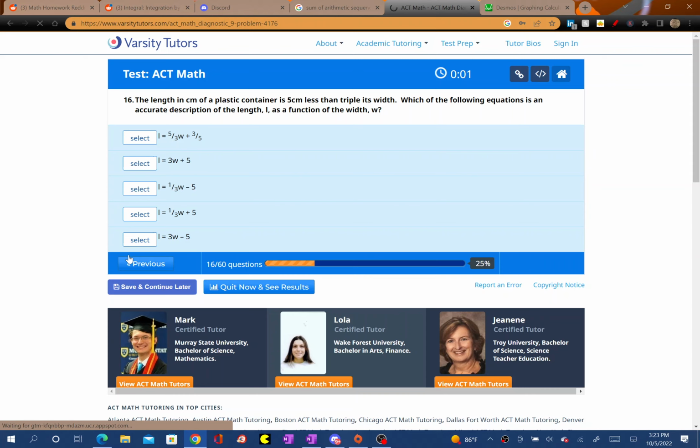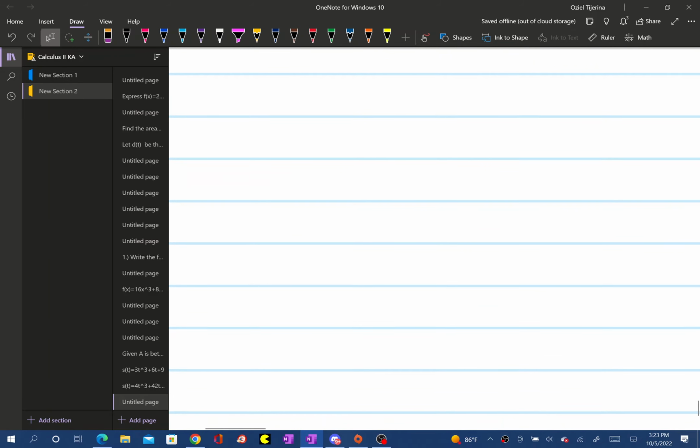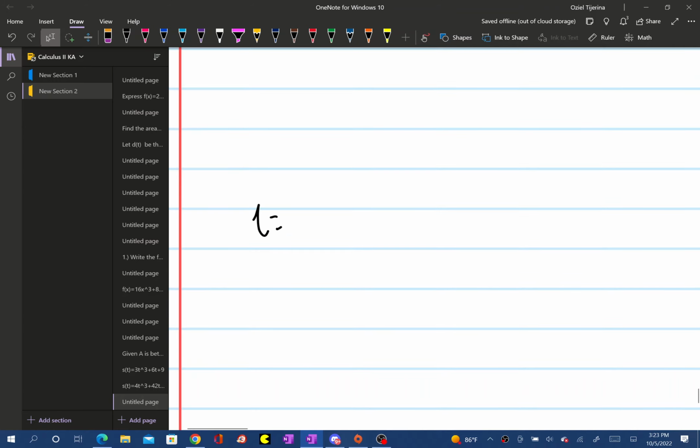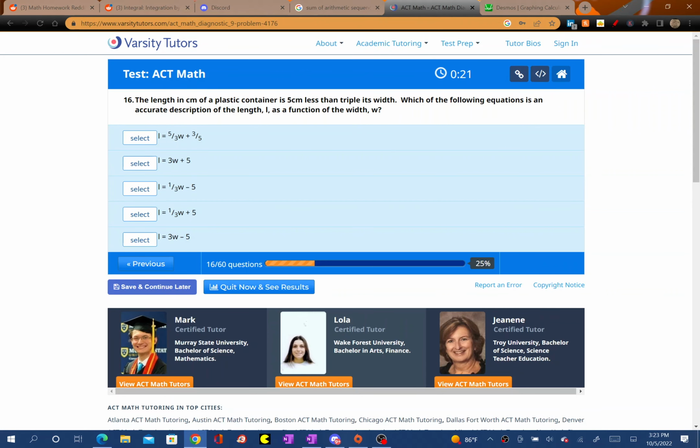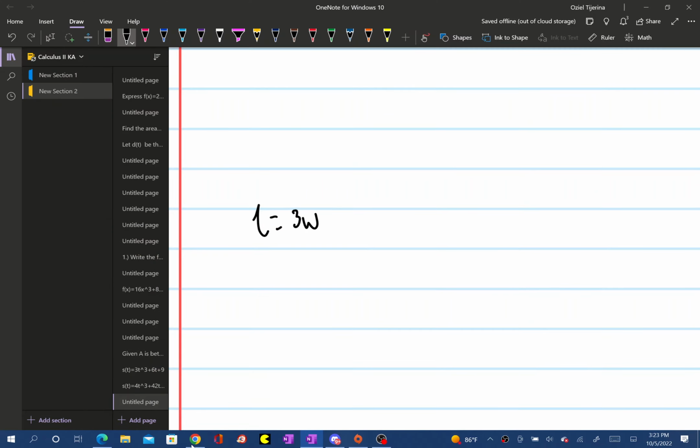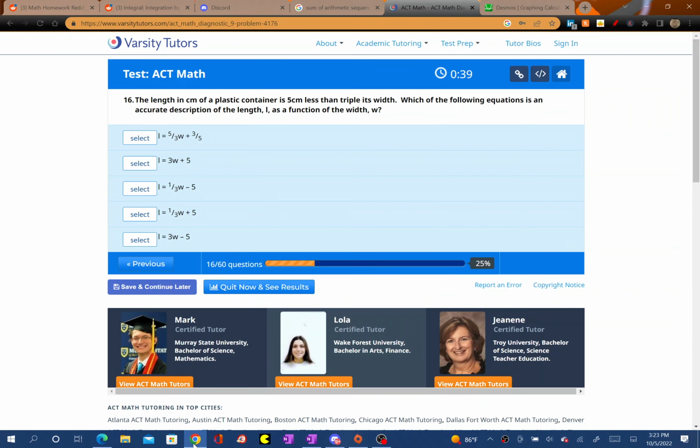Alright, the length in centimeters of a plastic container is 5 centimeters less than triple its width. Okay. L equals, so the length in centimeters, and it's 5 less than triple its width. So it's gonna be triple the width minus 5. L equals 3w minus 5. Okay.